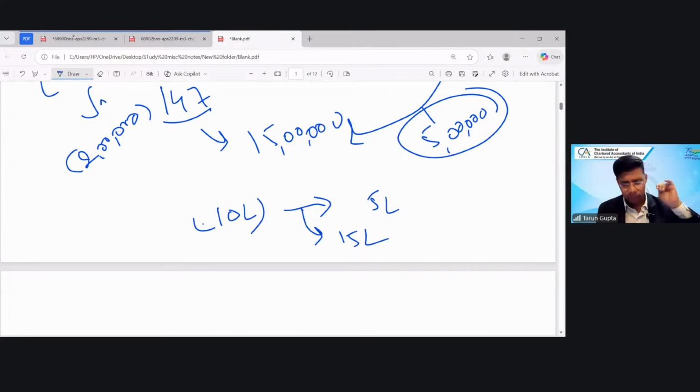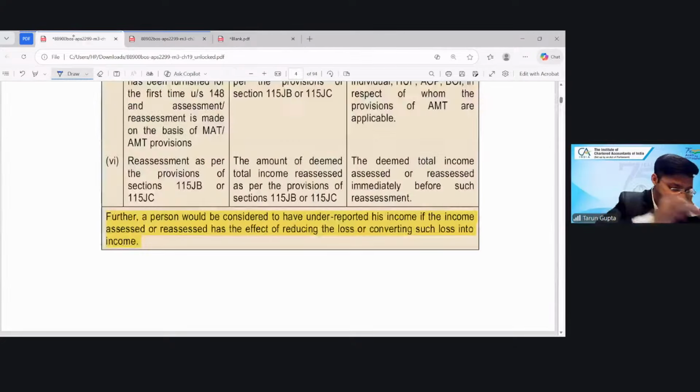You with me? Because this 10 lakh loss will come to 0, then 0 to 5. So 15 lakh.